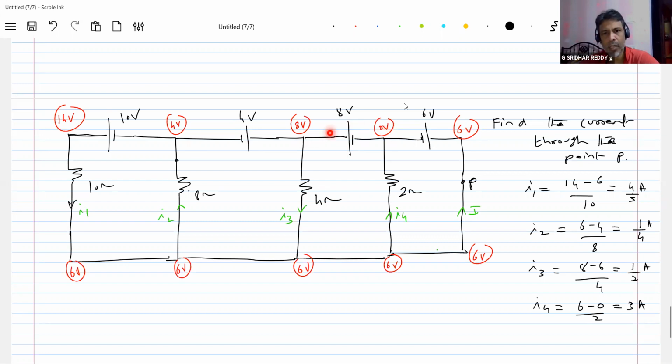The potential drop across the cell should be equal to its applied EMF, and there's no internal resistance here. So this should be 0 volt. The potential drop across this should be equal to applied EMF. So yeah, this is 0, this should be 6.